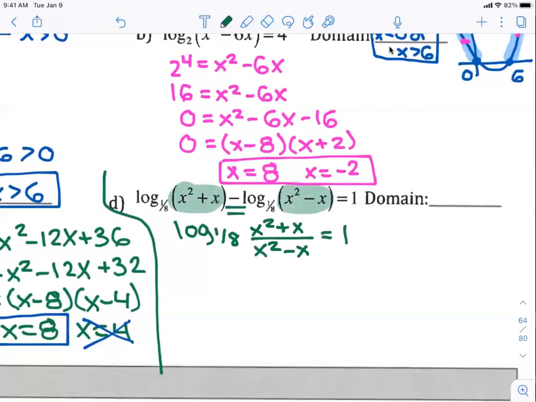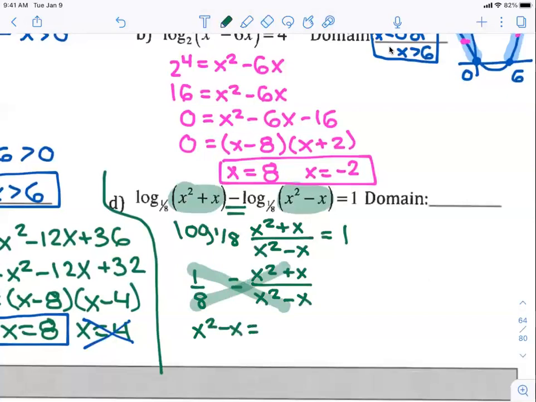And it equals 1. Now I'm going to convert it into exponential form. So my base is 1/8. My exponent here is 1, so 1/8 equals x squared plus x over x squared minus x. Remember, 1/8 to the first is just 1/8. So I'm going to go ahead and just save some room and take away the 1, because anything to the first means it doesn't change. Then I'm going to cross multiply to solve this. So I'm going to get 1 times x squared minus x, that doesn't change. And then 8 times x squared plus x, and that's 8x squared plus 8x.